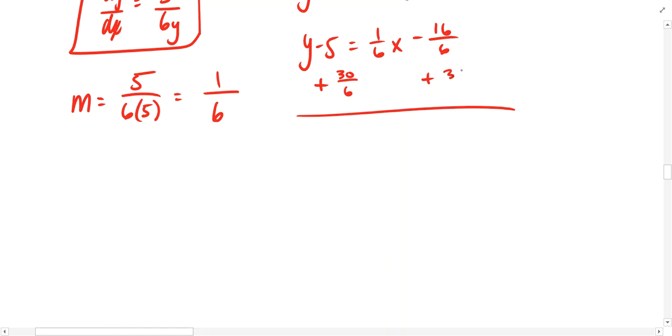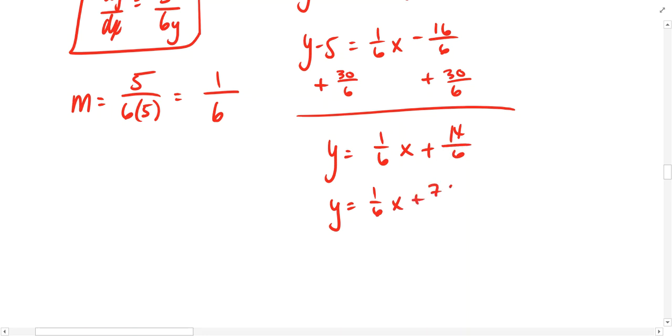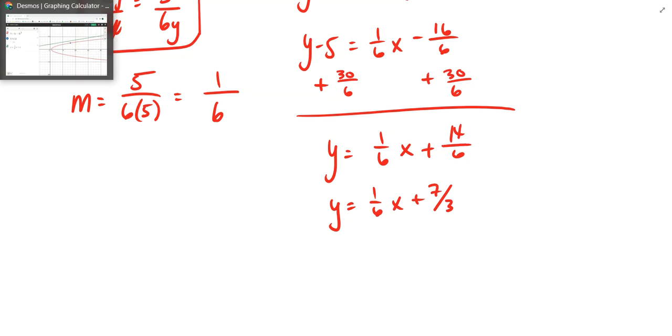30/6, and so we're adding 30/6 to both sides of the equation. That's going to leave us with 1/6 x plus 14/6, and 1/6 x plus, this looks like 7/3 to me. Let's see if that's any better.